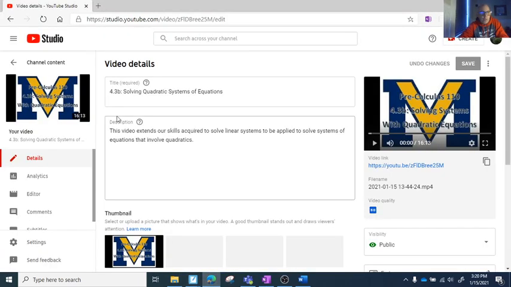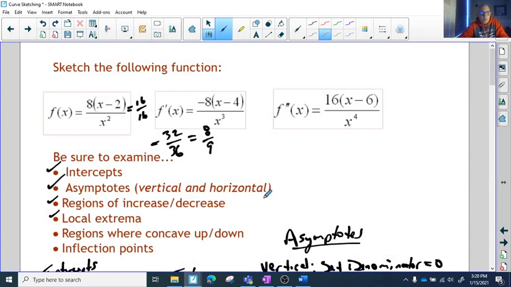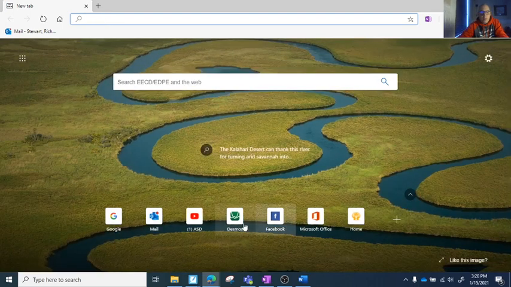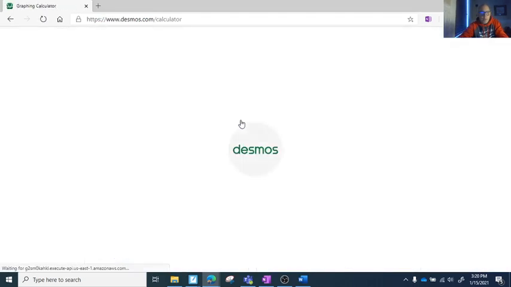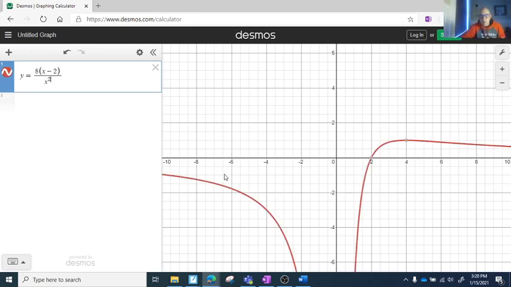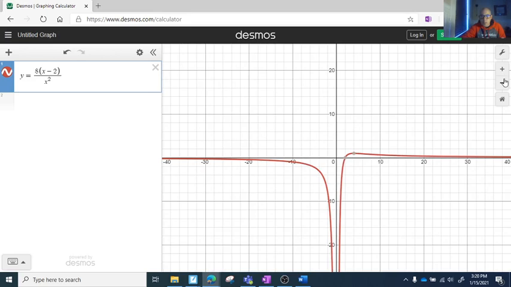So I'm going to go to Desmos. Desmos would be here. And I'm going to type in the original function, y equals 8, brackets, oh, that's 9. 8, brackets, x subtract 2, divided by x squared. Let's see how we did. Well, this is what it looks like. If you want to just zoom it out a little bit, maybe. I'd say we did reasonably well.